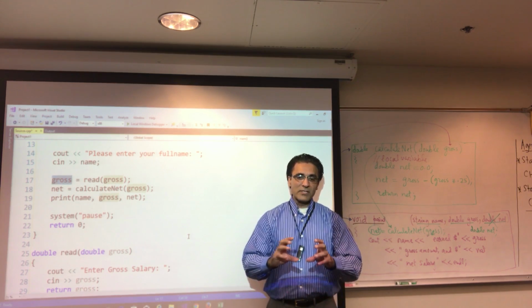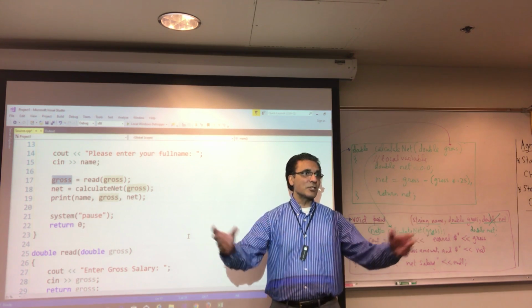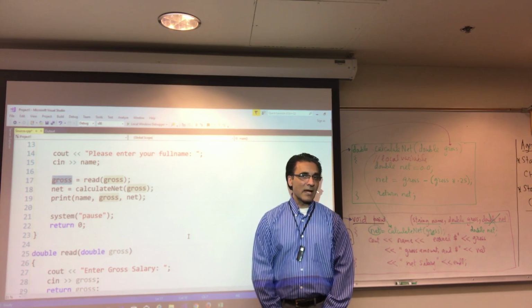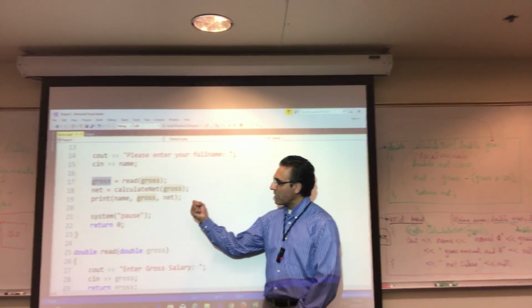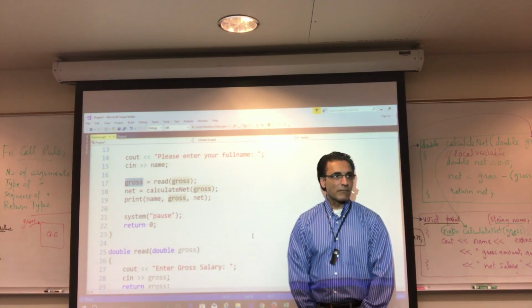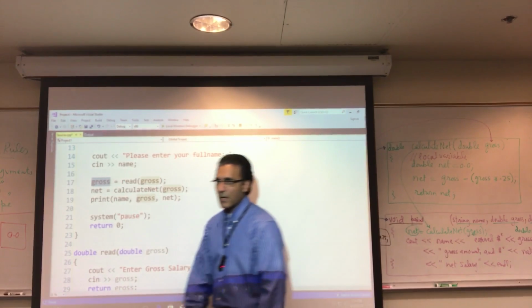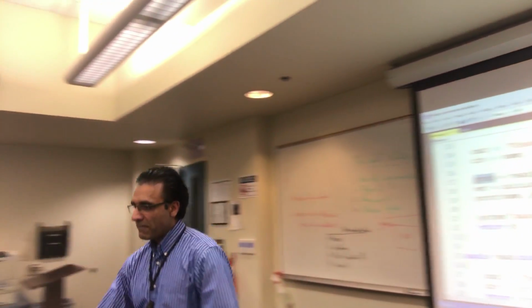But what if I want to send that amount to multiple other functions? Then I need some kind of local variable in the main function in order to preserve it, so I can send it to other functions. Yeah, that one you do need. Yeah, right. All right, so then we call the print function.